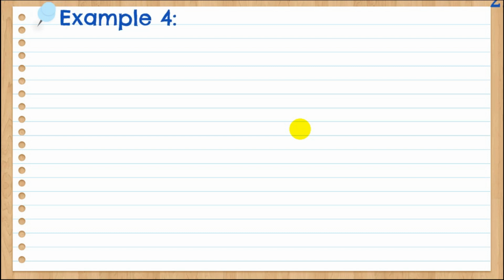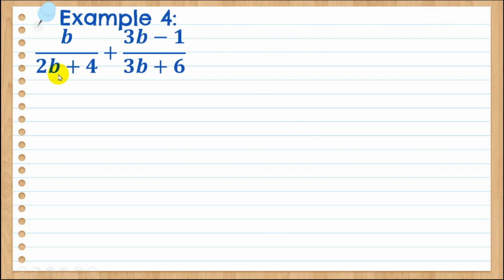Okay, let's have our example number 4. B all over 2b plus 4 plus 3b minus 1 all over 3b plus 6. So, same step pa rin tayo. Find the LCD. So, we have to factor our denominators. The first denominator is 2b plus 4. So, factorable siya by GCF. Tama po ba? So, the factors will be 2 times b plus 2.